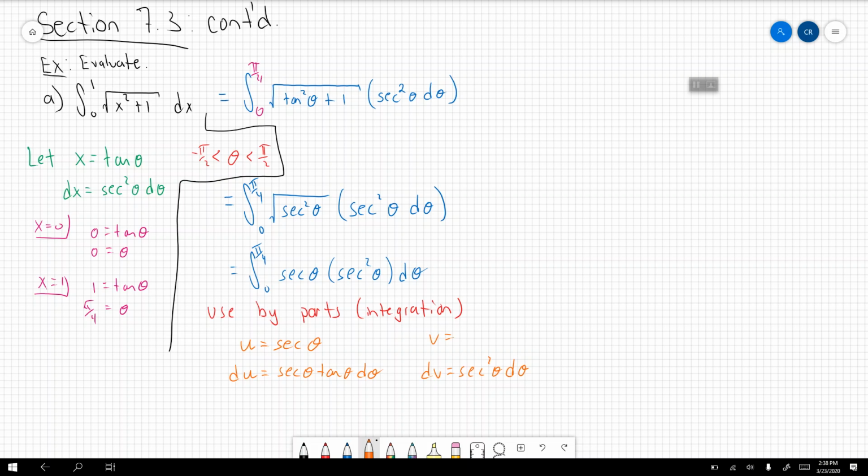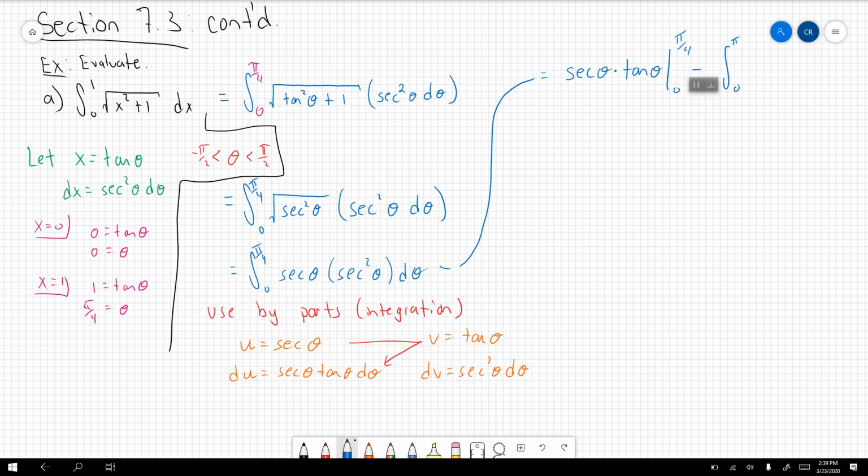So the antiderivative of secant squared theta is, you guessed it, tangent of theta. Look at that, real nice. Integration by parts means that we're going to do the product of u times v minus the integral of v du. So u times v is secant of theta multiplied by tangent of theta, evaluated by the limits of integration 0 to pi fourths, minus the integral, ooh, what's that there?